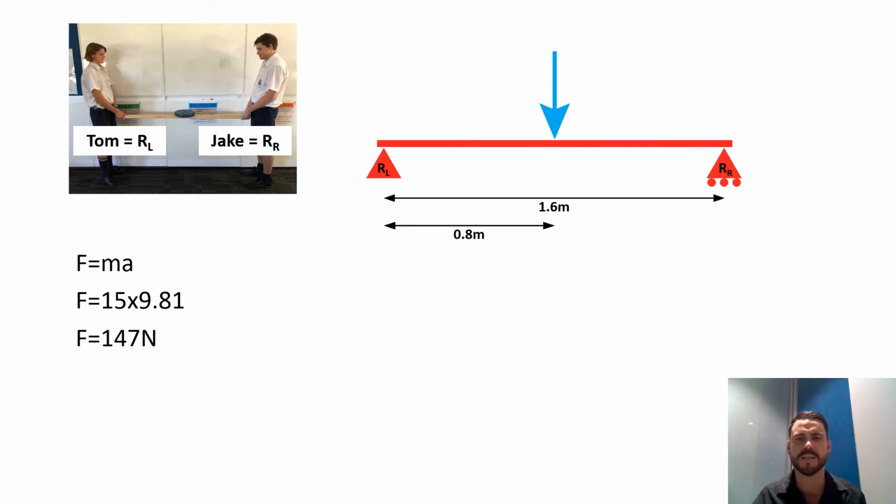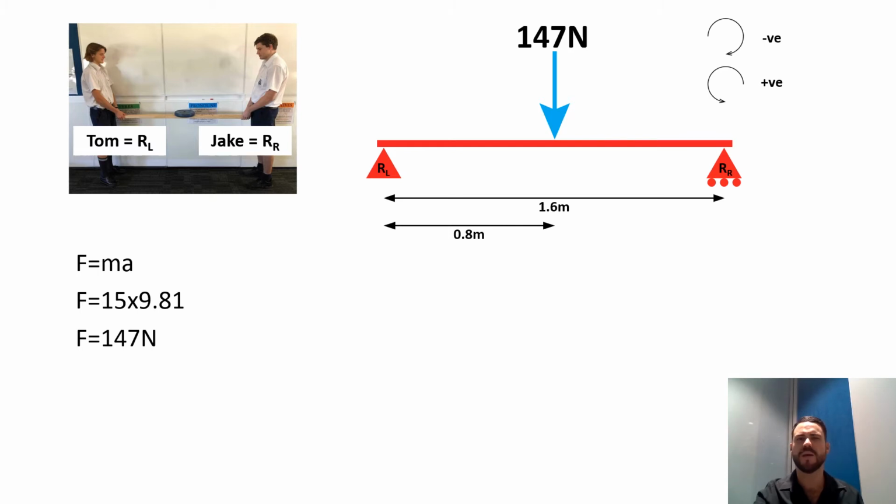Okay, back to this example. We've got our system. Now, we want to talk in terms of newtons, not kilograms. So using our formula of force equals mass times acceleration, we can determine that we've actually got a load of 147 newtons, and that is pushing down.